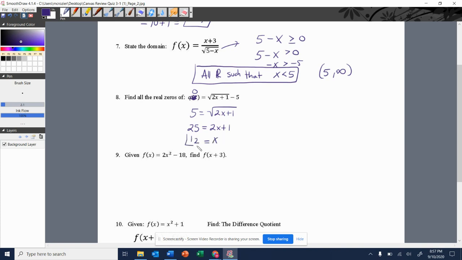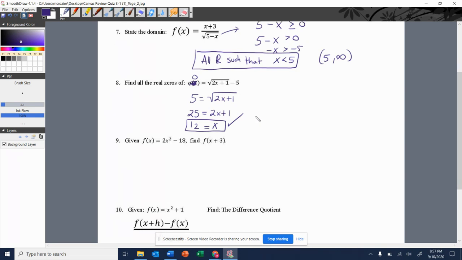X must be 12. Then, since we are involving square roots and radicals, I would just plug that in there, check, make sure it works. It does work. It's not extraneous.